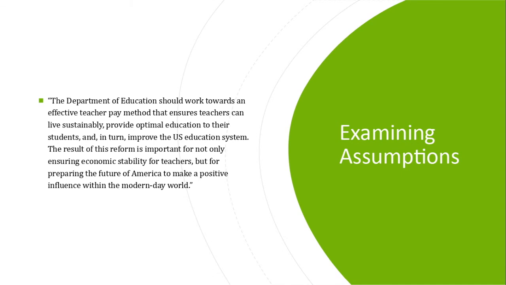The same thing would happen if I went further and thought about, okay, what about this part where it says, so that teachers can live sustainably, provide optimal education to their students, and in turn improve the US education system. That's phrased kind of like a set of actions that follow each other. If teachers can live sustainably, then they can provide better education, and then the whole system will be better. Are there any points in those connections that people might disagree with?